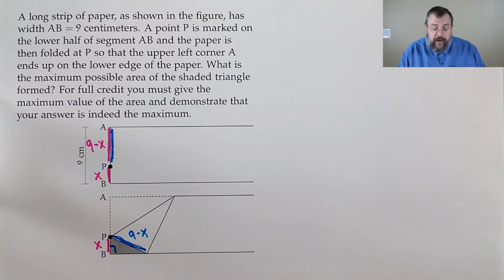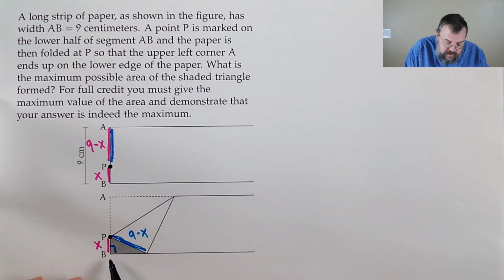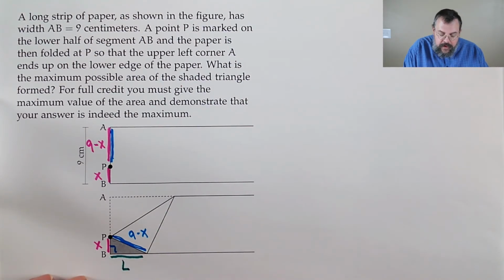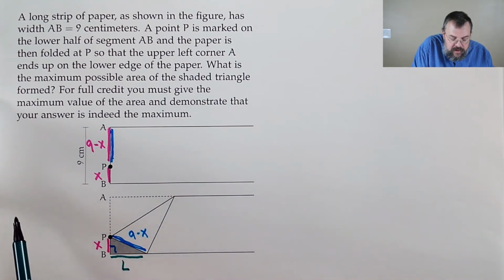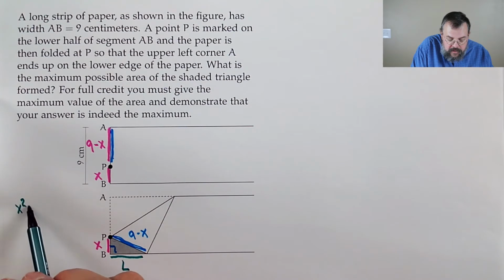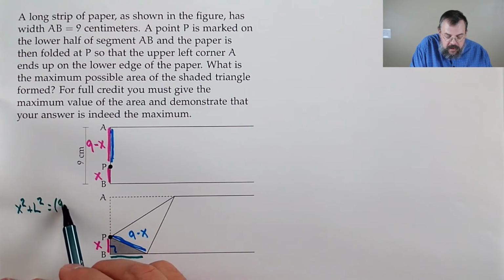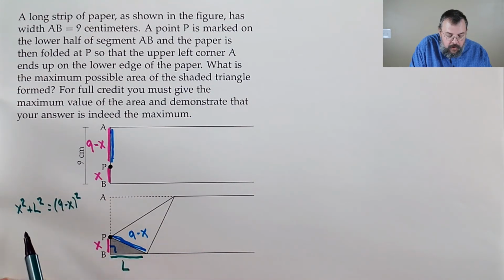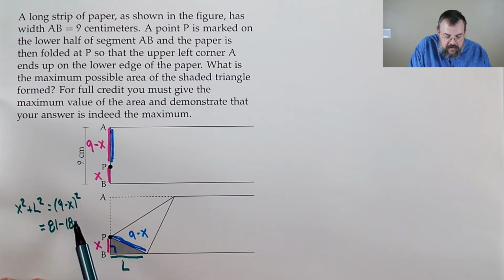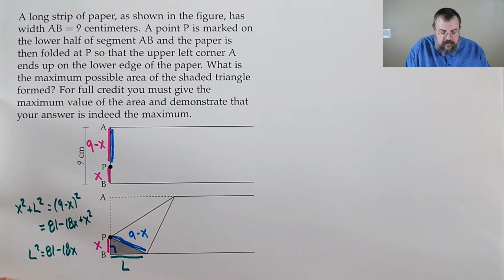Pythagorean theorem. So we apply the Pythagorean theorem. So what do we have? This missing side, well, let's give it a name, L. We know that x squared plus L squared is equal to (9 minus x) squared. Or, if we square that out, we get x squared plus L squared equals 81, then minus 18x, because that's the cross term, plus x squared. Well, we can cancel off the x squareds, and we get L squared is equal to 81 minus 18x.